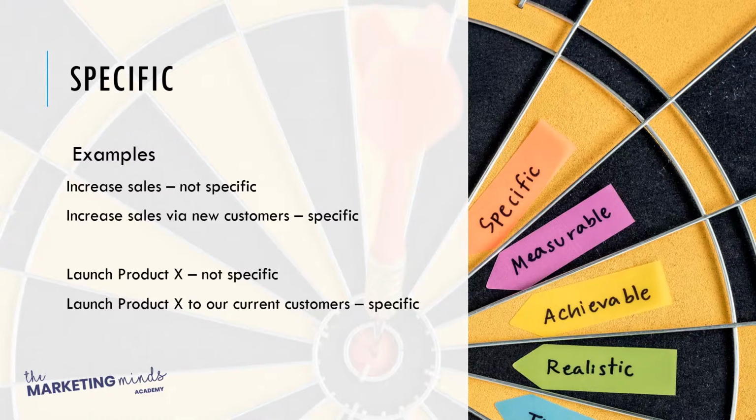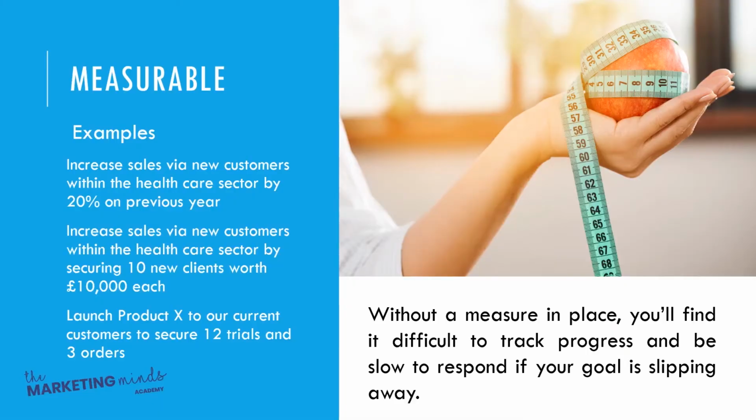And once you've done that, you need to think about how you're going to measure that goal, and that's the M. I am actually a huge advocate of assigning a number to something, but it is a crucial aspect of setting a goal. So, we have to get hands-on with the numbers here. Now, you can make a goal specific, but without a measure in place, you'll find it difficult to track progress. And you will be slow to respond if your goal is slipping away from you.